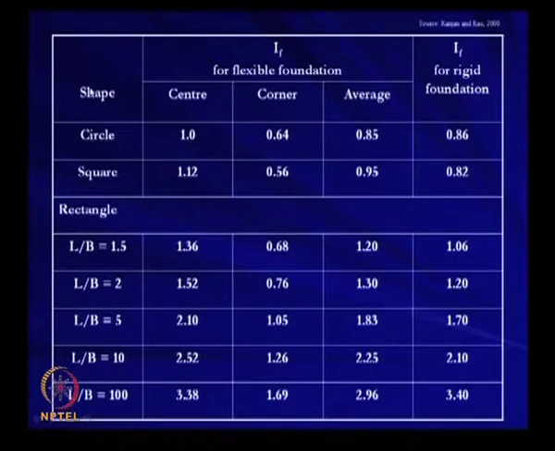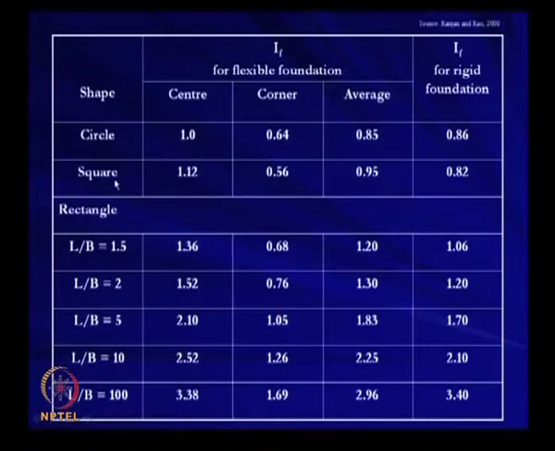So, this is the shape, different types of foundation. This is a circle, the square, then the rectangle. For the rectangle there are different L by B values: L by B equal to 1.5, 2, 5, 10 to 100. As I have mentioned, for the flexible type of foundation, we can calculate the influence factor at the center, corner, and this is the average value. And for the rigid or mat or wrapped foundation, this value is the same for the corner or the center.